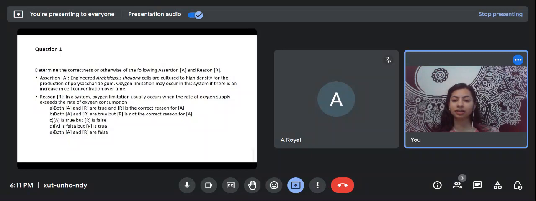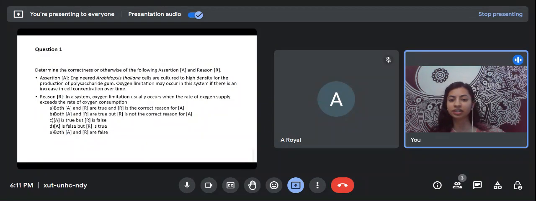Question number one is an assertion reason type of question. What you have to ensure when you're solving questions like this is to see if the assertion and the reason are separately correct or not, and if together they make sense or not. The assertion could be correct, the reason could be correct individually, but it might not pertain to each other. So let's see what the case is in this question.